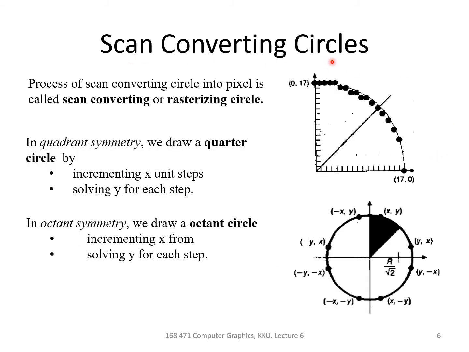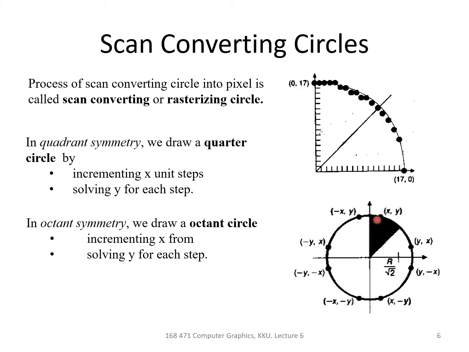Scan converting circle means if we have to plot a circle on this raster screen, then converting the circle path into pixel positions. The concept or the mechanism which converts the circle path into the pixel positions onto the screen is said to be rasterization or scan conversion. Whether we use an octant symmetry or a quadrant symmetry, if we are using a quadrant symmetry, we'll perform calculation on 1/4 of a circle and the rest of the points are obtained by symmetrical nature.